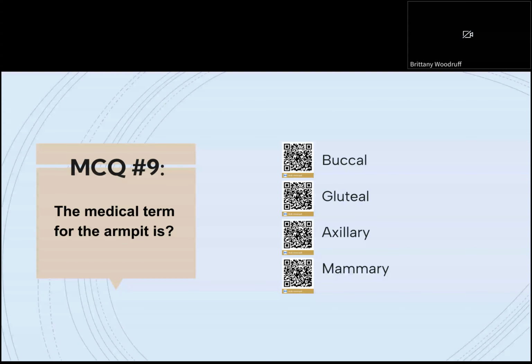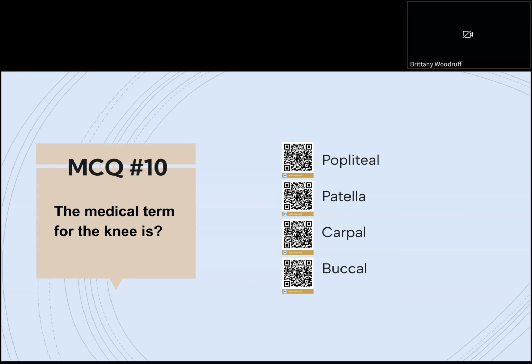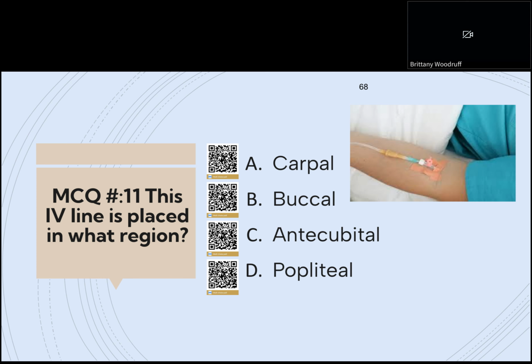Okay. Medical term for, let's go with the front of the patella. What's the back of the knee? Popliteal. Where's your carpals? Wrist. What about your ankle? What's your ankle called? Tarsals. See, it's not that bad. You guys are all gonna do well. The IV line is placed where? Antecubital. We already talked about the other one, so I'm not gonna go through them again.